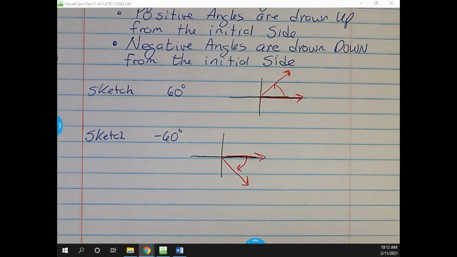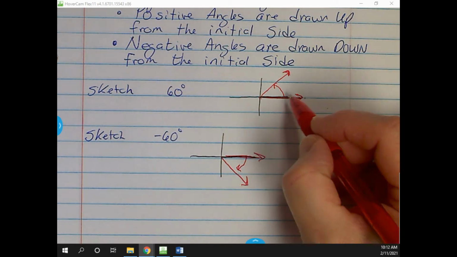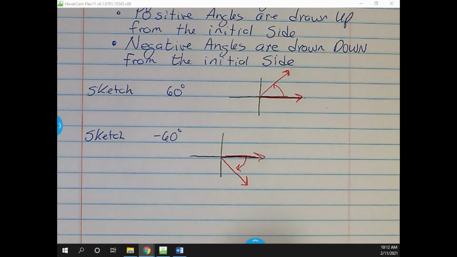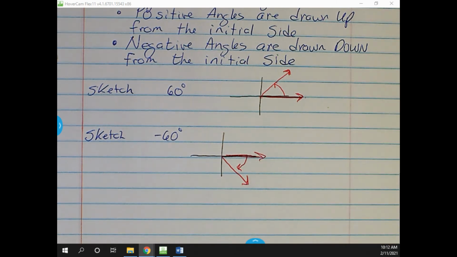Okay, so the arrow is the big thing. It tells you which way it is, and it lets you know if it's going to be positive or negative. Anything positive has to go this direction where you're covered here. Anything negative has got to be going in that direction.